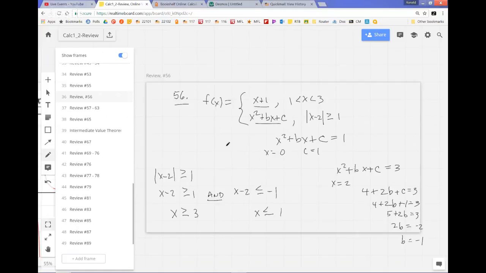So obviously there are 2 key points, 1 and 3. So let's take the first one, 1. For 1 to be a connection point on the top one, what does x have to be for that to be equal to 1? And the answer is 0. Okay, so in the other one, I set x equal to 0. And if x is 0, then when you solve this, you just get c equals 1.